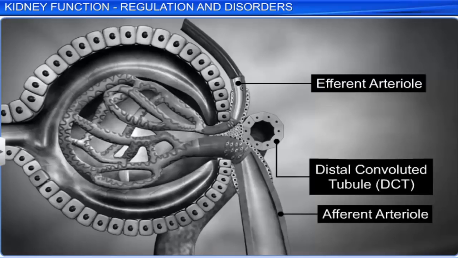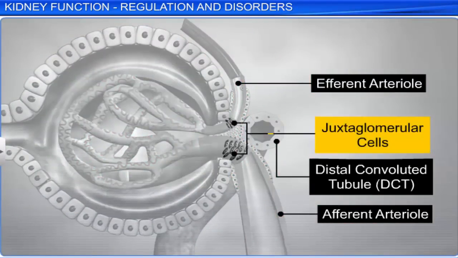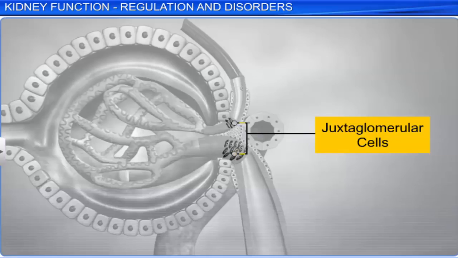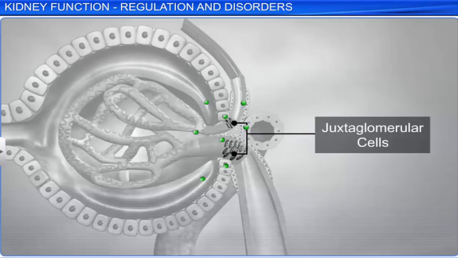Like the hypothalamus, the JGA also plays a vital role in regulating kidney functions. The juxtaglomerular cells detect a fall in the glomerular blood pressure or GFR and release a peptide hormone called renin. Renin converts angiotensinogen in the blood into angiotensin 1, which is further converted into angiotensin 2.